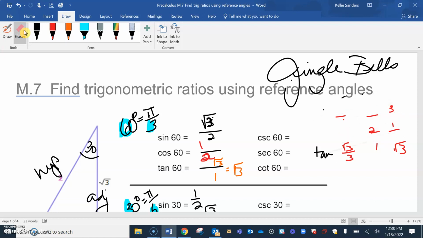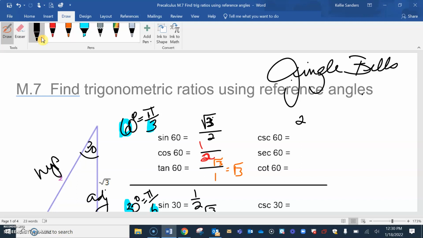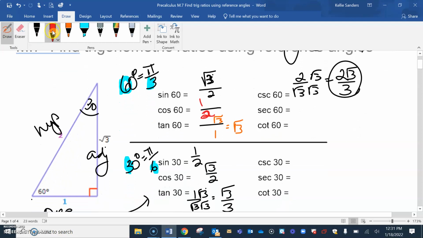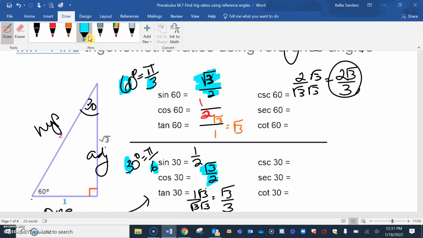Okay, I'm going to erase this now. Okay, now reciprocal functions. So we're just going to flip these. 2 over square root of 3. Can't have square root of 3 on the bottom, so we multiply by square root of 3 and we get 2 square root of 3 over 3. If we look real closely, there's a square root of 3 over 2 and a square root of 3 over 2, right? So we know that the cosecant of 60 is going to be the same thing as the secant of 30.